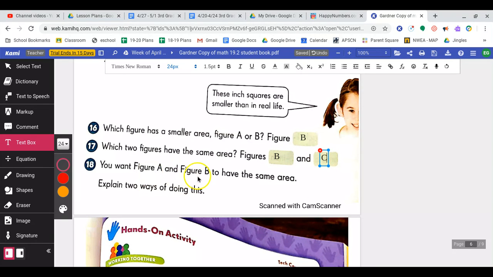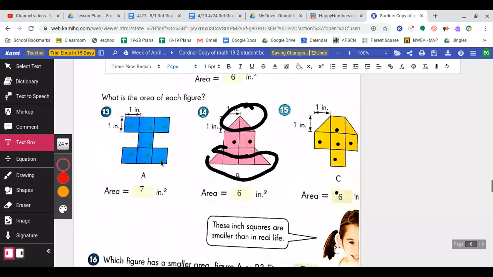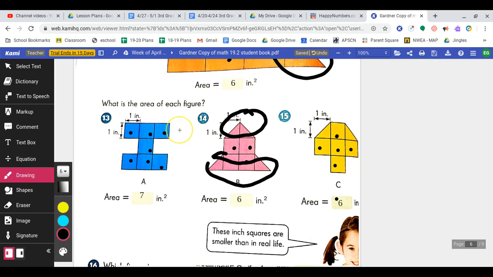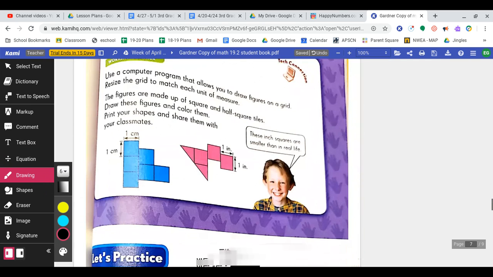And if we want figure A and B to have the same area, what are some ways that we can do that? It doesn't mean they have to be congruent. They don't have to look the same, but there needs to be the same amount of square units inside. What could we do? Well, for figure B, we could add an extra square somewhere, like right here. That would make it an area of 7 inches squared, just like A. Or we could remove an inch squared from figure A. Either one of those would help us to get the same area.